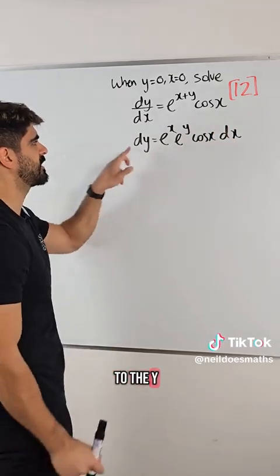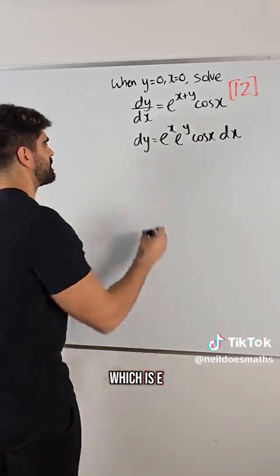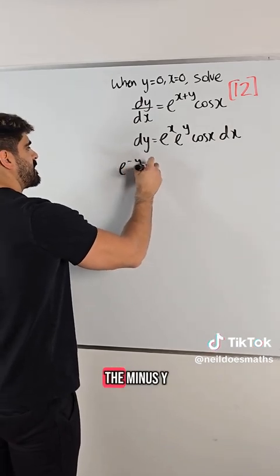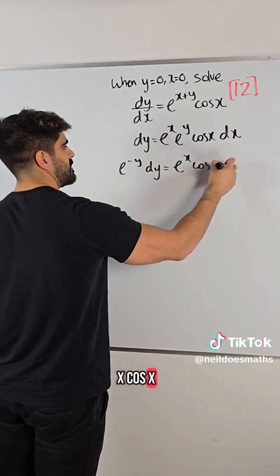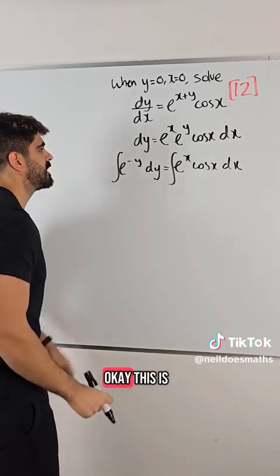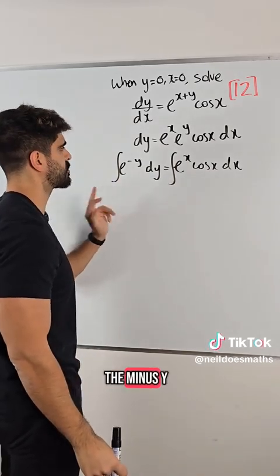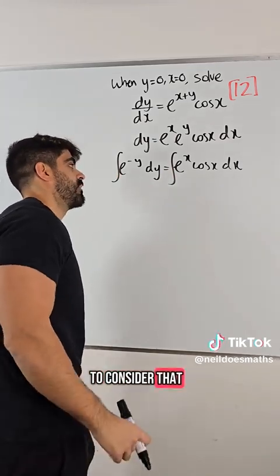Then this e to the y can come to this side through division. It will become 1 over e to the y, which is e to the minus y. So yeah, e to the minus y dy is e to the x cos x dx. And then we integrate both sides. Okay? This is super easy, minus e to the minus y. This one, not so much. So we need to consider that one separately.